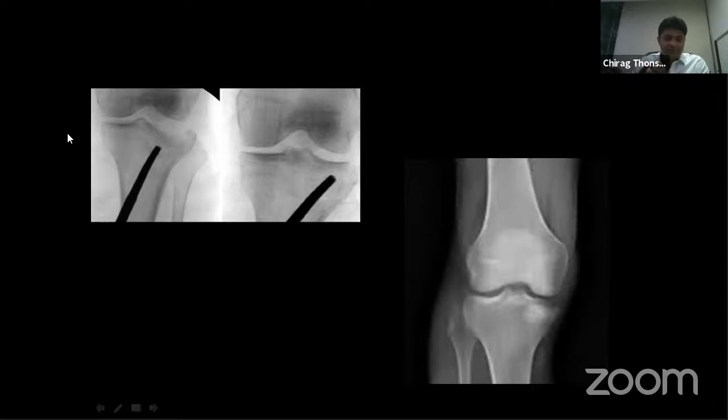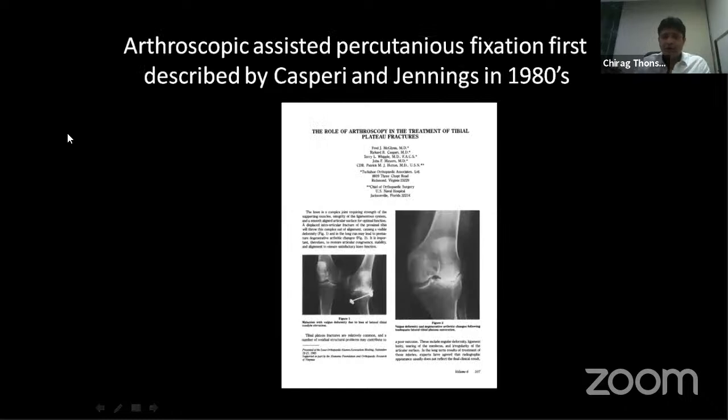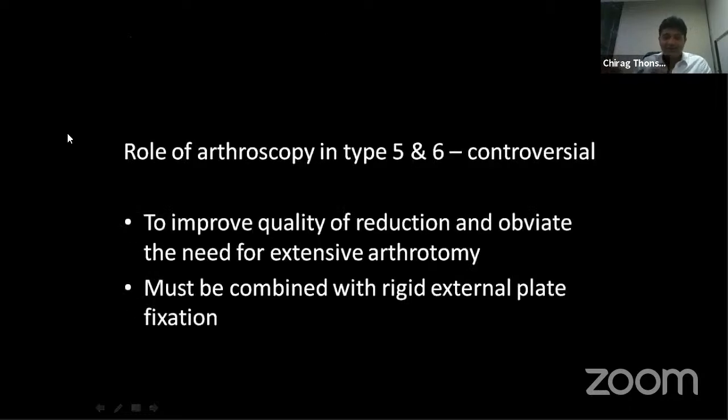Hence, looking at all these problems, people made an attempt to minimize the exposure, to minimize the dissection, and to quicken the surgical procedure, and there was an advent of arthroscopic assisted percutaneous fixation of these tibial condyle fractures. This was first described in 1980 by Kasperi and Jerings. Mind you, it was as early as 1980, about 40 years back. People did talk about arthroscopic assisted percutaneous fixation, and for various reasons, it went down the lane.